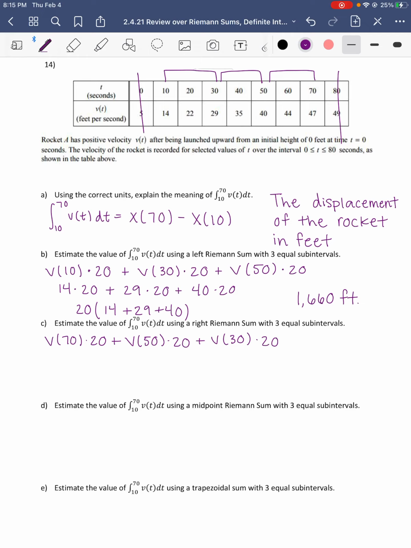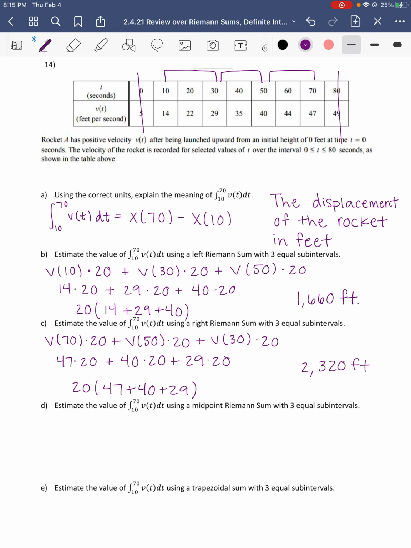Then if we substitute in all those values, you have 47 times 20 plus 40 times 20 plus 29 times 20, which would be 20 times 47 plus 40 plus 29, which would give you 2,320 feet. So that would be our estimation using a right Riemann sum.